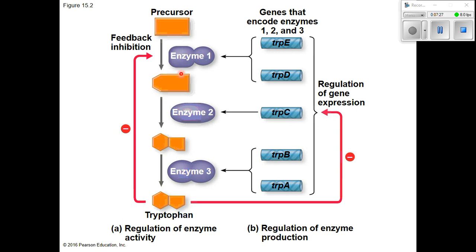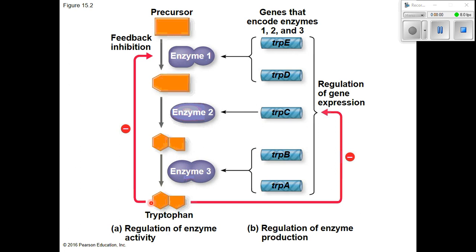So one way to shut down this pathway would be to shut down the transcription of these genes. If these five genes are not transcribed, then they're not going to be translated either. In other words, if you don't make the messenger RNA, you're not going to make the protein. So if you can shut down these five genes, you can temporarily shut down the production of the enzymes.